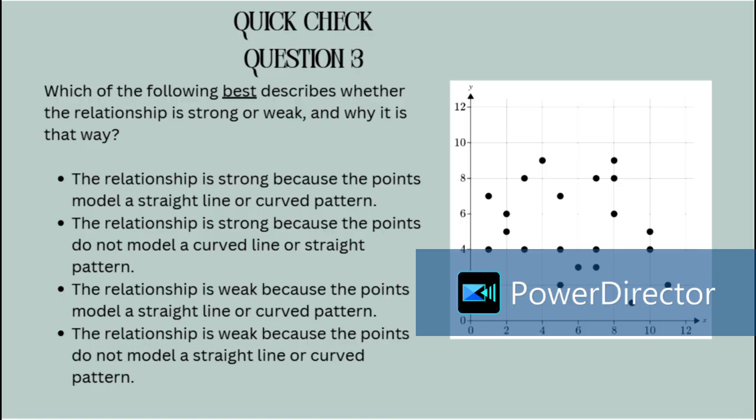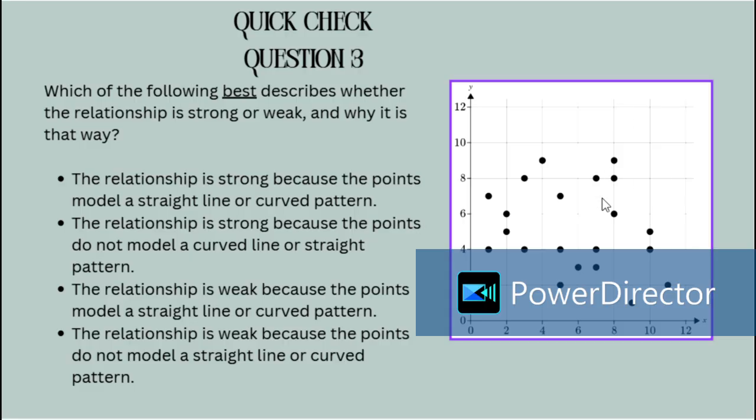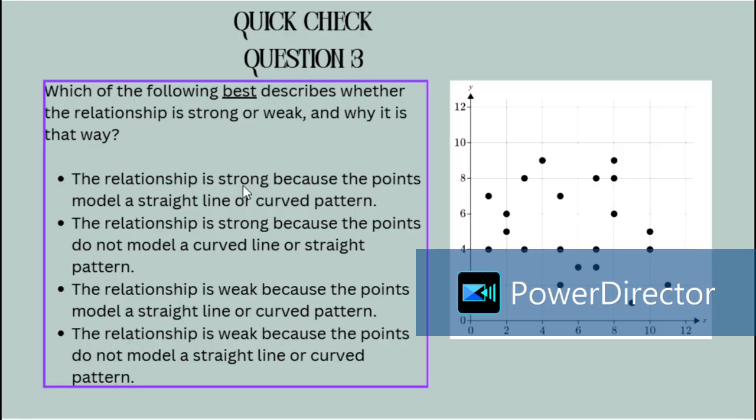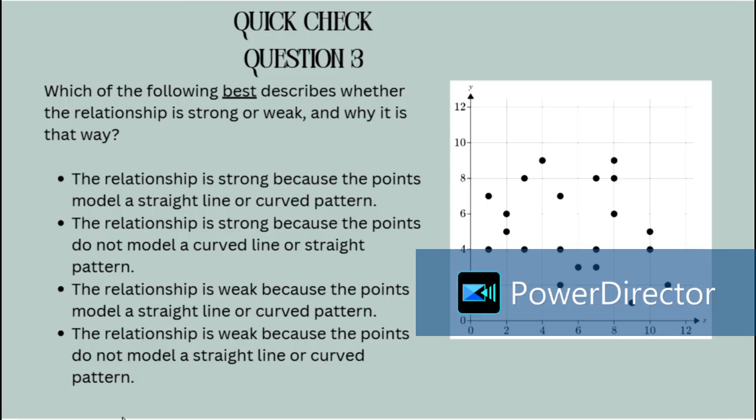Quick check question 3 says which of the following best describes whether the relationship is strong or weak, and why is it that way? So look at this. And then the options they give you are: the relationship is strong because the points model a straight line or curved pattern. The relationship is strong because the points do not model a curved line or straight pattern. The relationship is weak because the points model a straight line or curved pattern. And the relationship is weak because the points do not model a straight line or curved pattern.